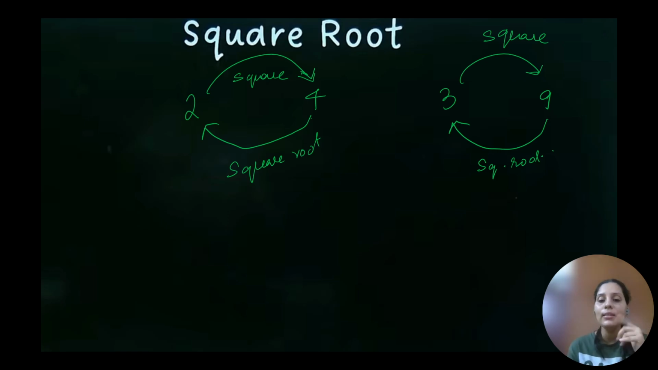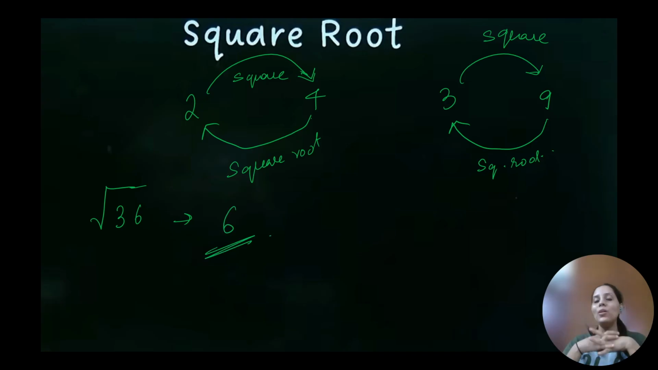Now, basically the symbol for square root is this one. And if I want to find the square root of 36, I'm going to think what is that number which when multiplied by itself gives you 36. So 6 is the number. So basically 6 is the square root of 36. So a number multiplied by itself gives the square, and the reverse is nothing but the square root. I hope everyone is clear with the square root concept.